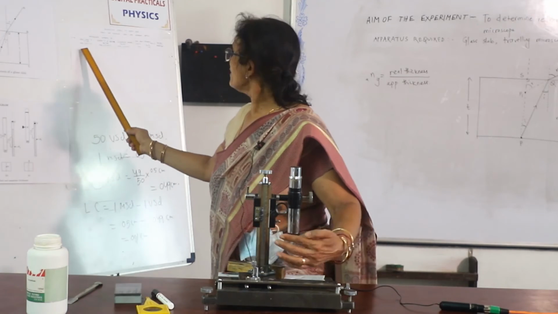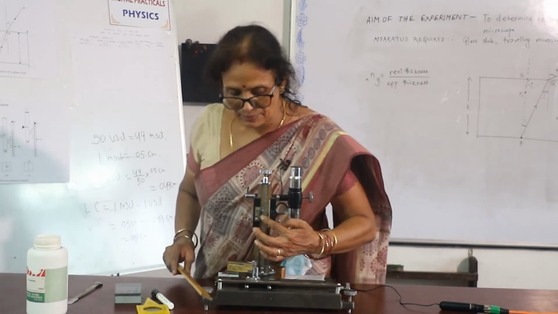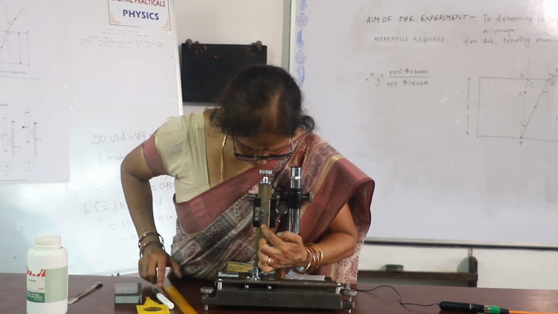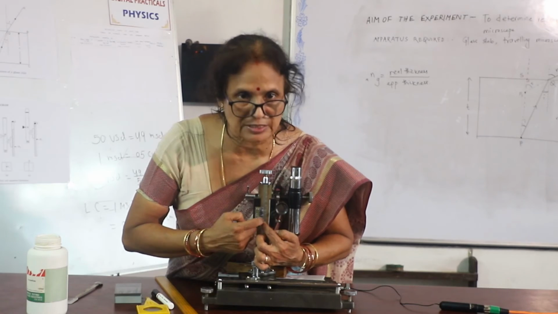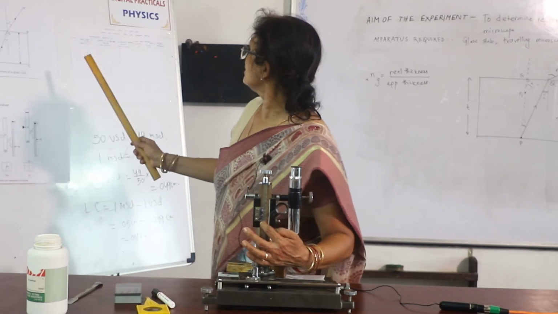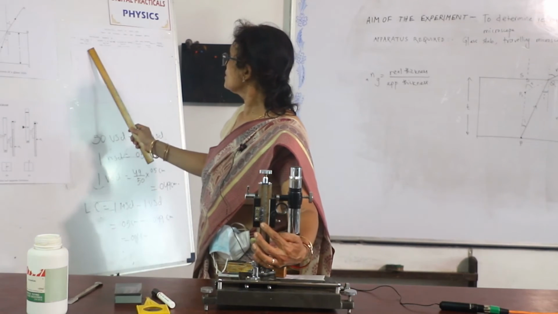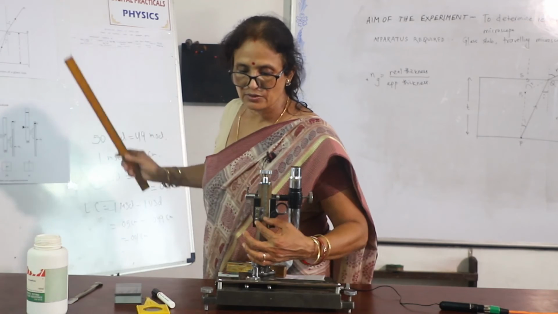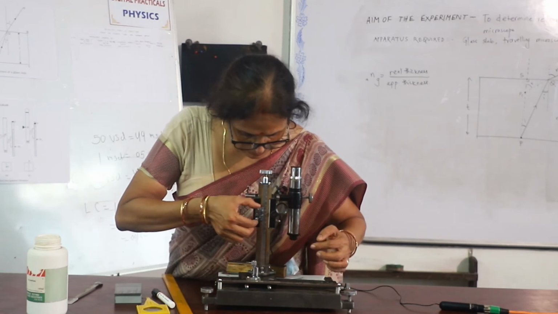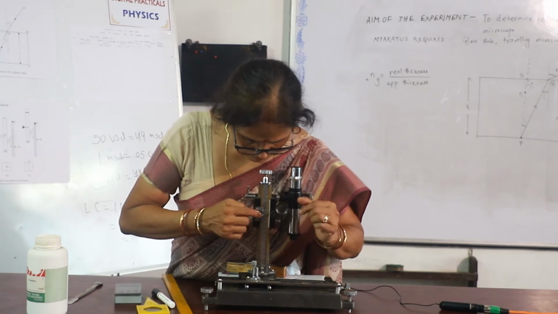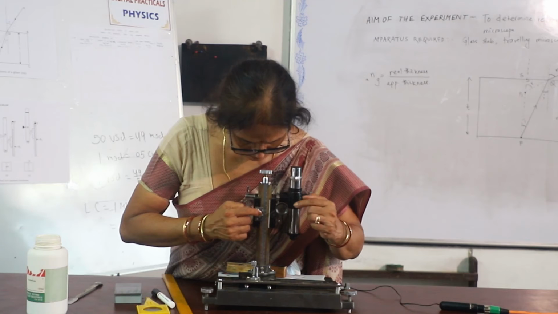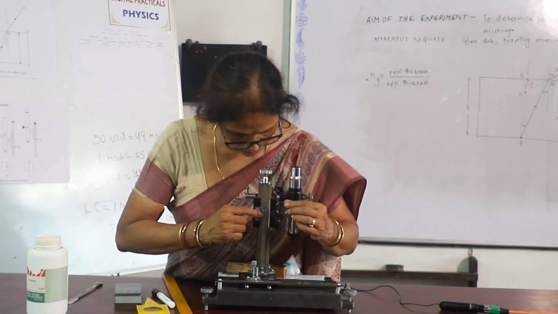Main scale reading, what is main scale reading here? The reading of the main scale with which zero of the vernier coincides. That is the main scale reading. We will note. Plus vernier coincidence. Vernier coincidence: out of the 50 divisions of the vernier scale, which division of the vernier scale is coinciding with any division of the main scale.